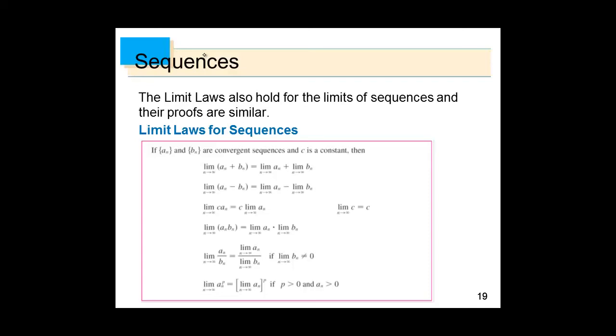The limit of a constant sequence, what is the meaning of this limit here? It means that all the terms of the sequence are the same, C. So obviously the limit is C.